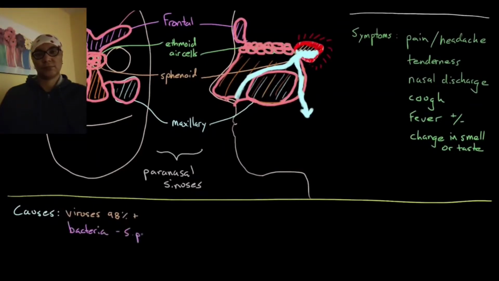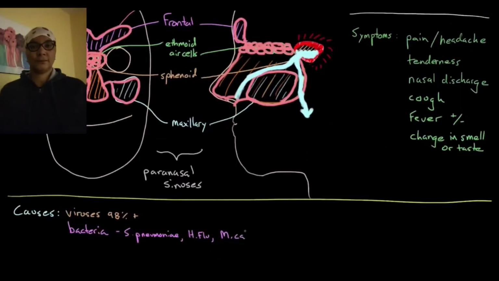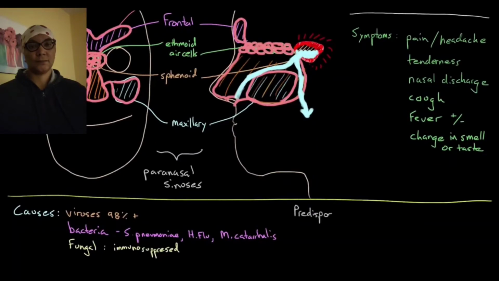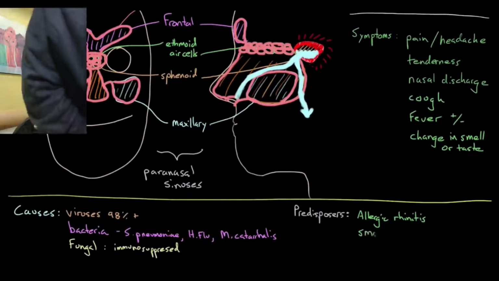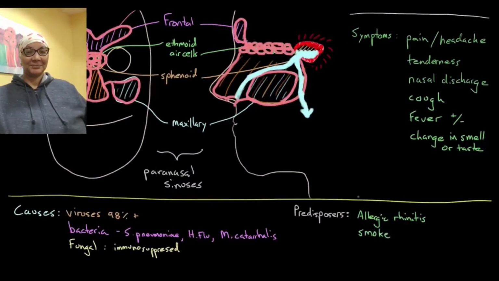The common types of bacteria being Streptococcus pneumoniae, Haemophilus influenzae, often abbreviated H. flu, and Moraxella catarrhalis. There's a small population of people that can get fungal disease. That's not as common and tends to only happen in people who are immunosuppressed. There are some predisposing factors that make it more likely that you'll get sinusitis. If you have allergic rhinitis, that can make it easier for an infection to take hold. If you're exposed to cigarette or cigar smoke, either firsthand or secondhand.